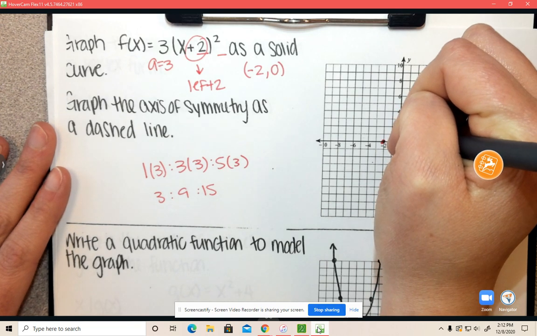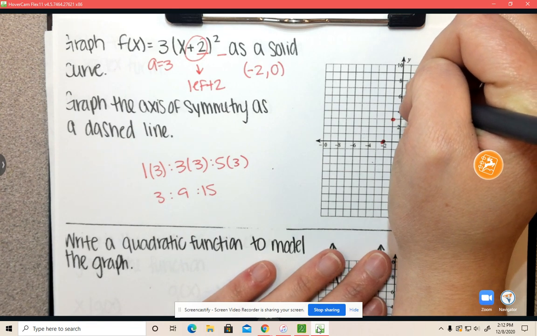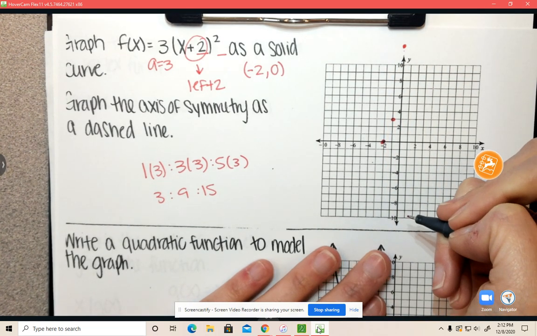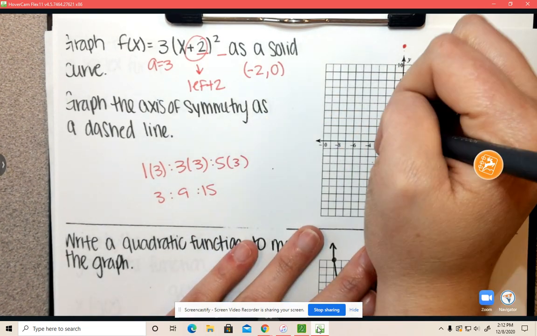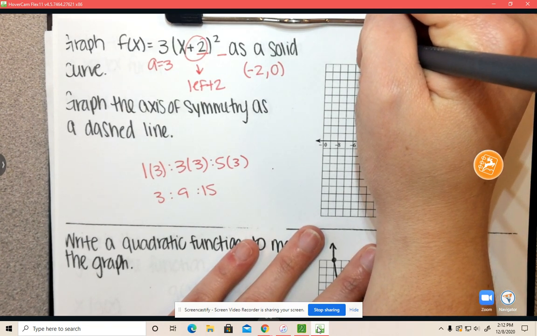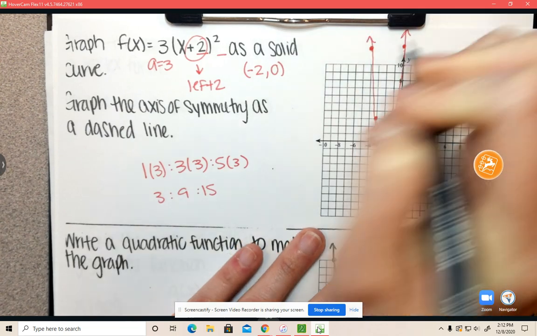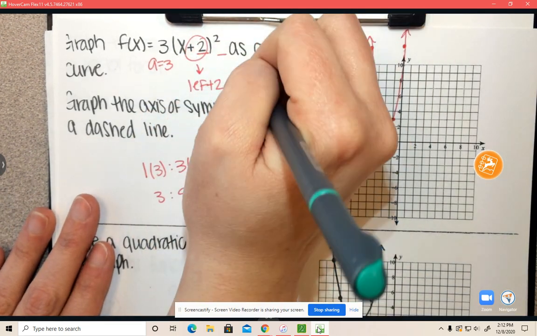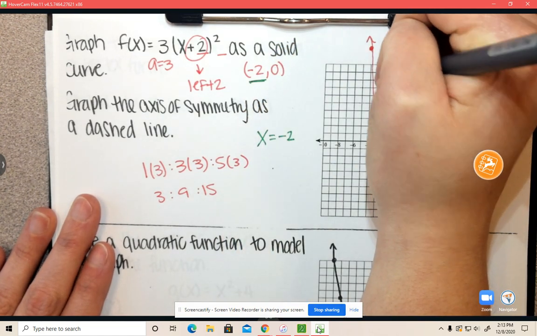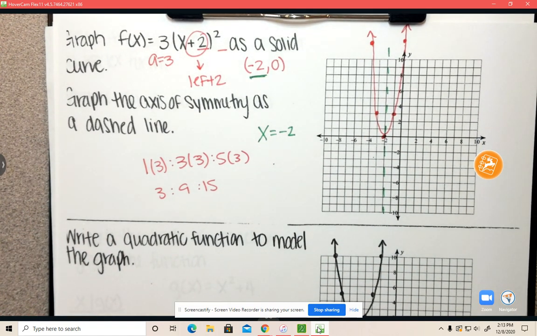So over 1, up 3. Over 1 and up 9. And off the chart a little bit, but that's all right. We'll get it figured out. And then we can just mirror on the other side. That's close enough. And then the axis of symmetry is just x equals that. So x equals -2. So we get a -2, and we're going to make a dotted line right down the middle.